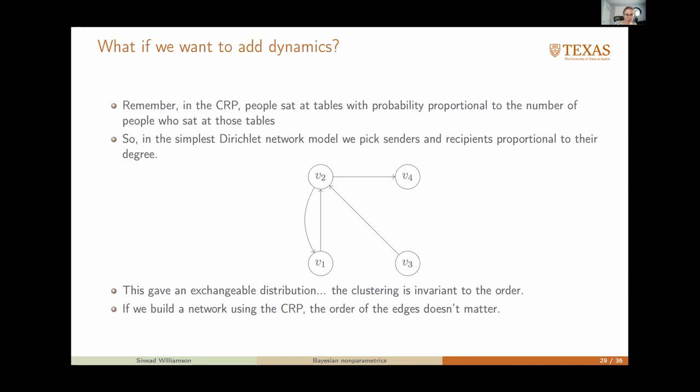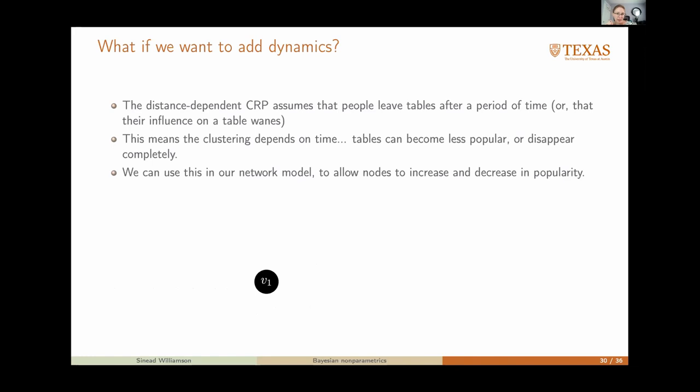So I very briefly at the end of last time mentioned some modifications that we can make to the distributions that we've seen. In particular, I mentioned a model called the distance-dependent Chinese restaurant process that assumes that people come into their restaurants, sit at tables, but at a certain point, they leave. Or more generally, maybe they don't leave, but their contribution to the table wanes over time. For now, I'm going to assume that they just leave. So at a certain point of time, their contribution drops to zero.